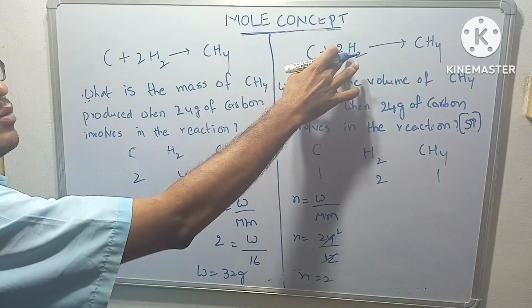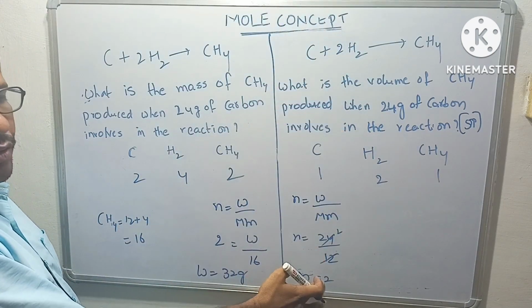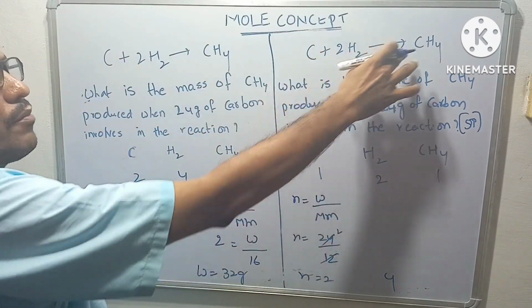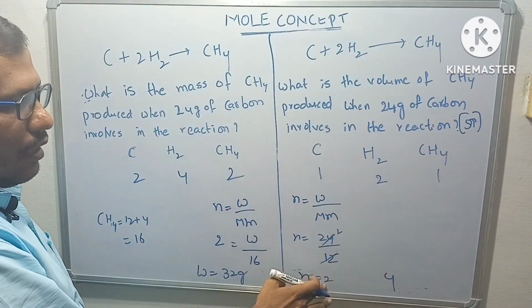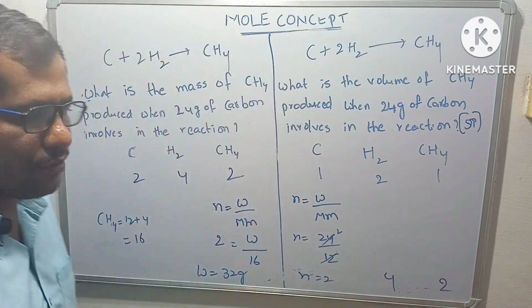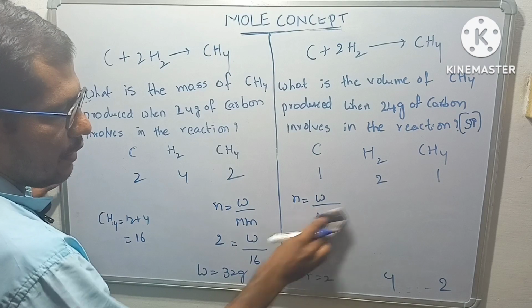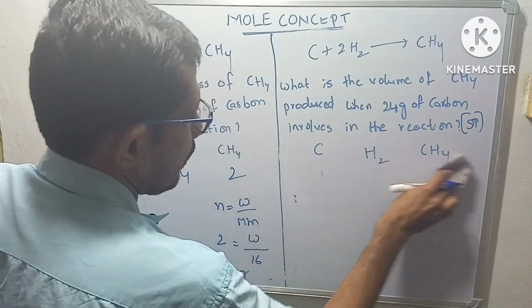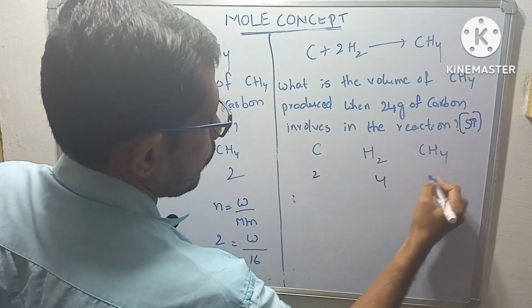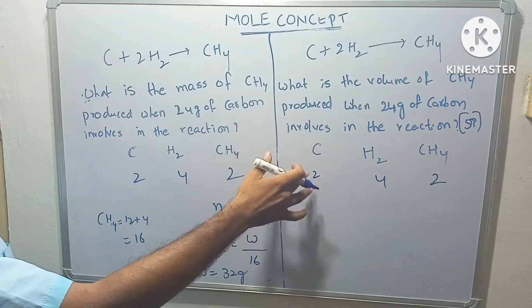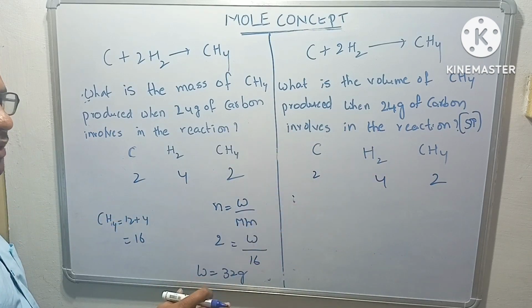For 1 mole of carbon, 2 moles of hydrogen are required. Here for 2 moles of carbon, 4 moles of hydrogen are required. For 1 mole of carbon, 1 mole of methane is produced. Here for 2 moles of carbon, 2 moles of methane will be produced, right? I am rubbing and writing the final moles over here. What are the final moles? 2, 4, 2. Till here everything is the same for these two problems. In the final step we are going to change.